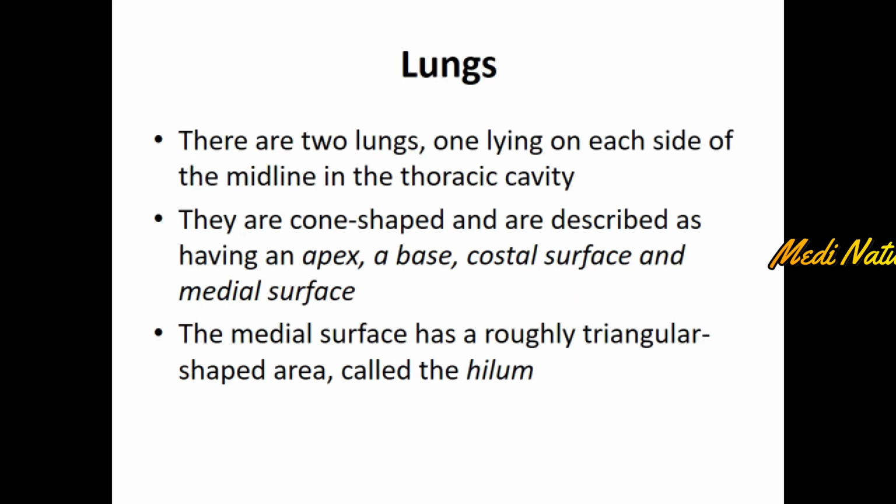Now let's see the gross anatomy of the lungs. There are two lungs, one lying on each side of the midline in the thoracic cavity. They are cone-shaped and are described as having an apex, a base, a costal surface, and a medial surface. The medial surface has a roughly triangular-shaped area called the hilum.